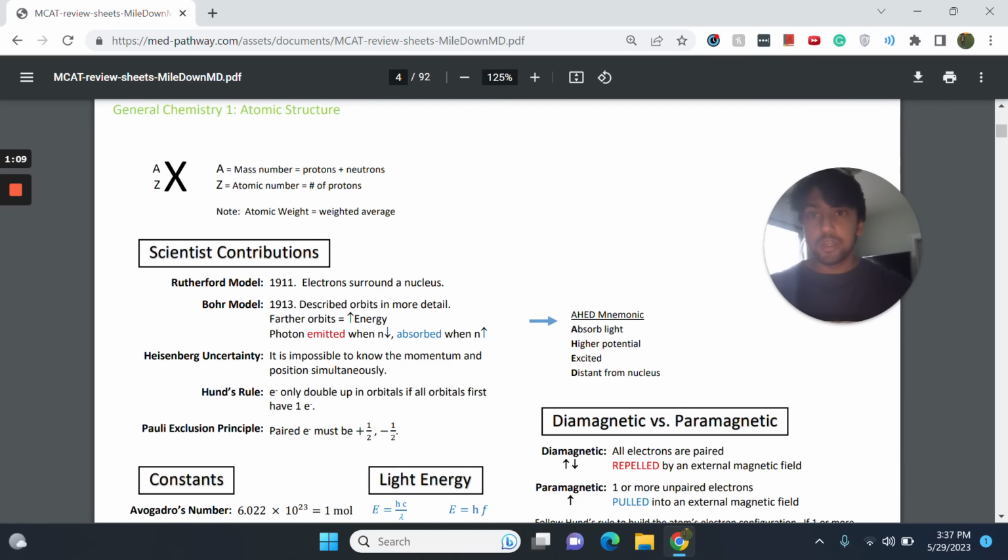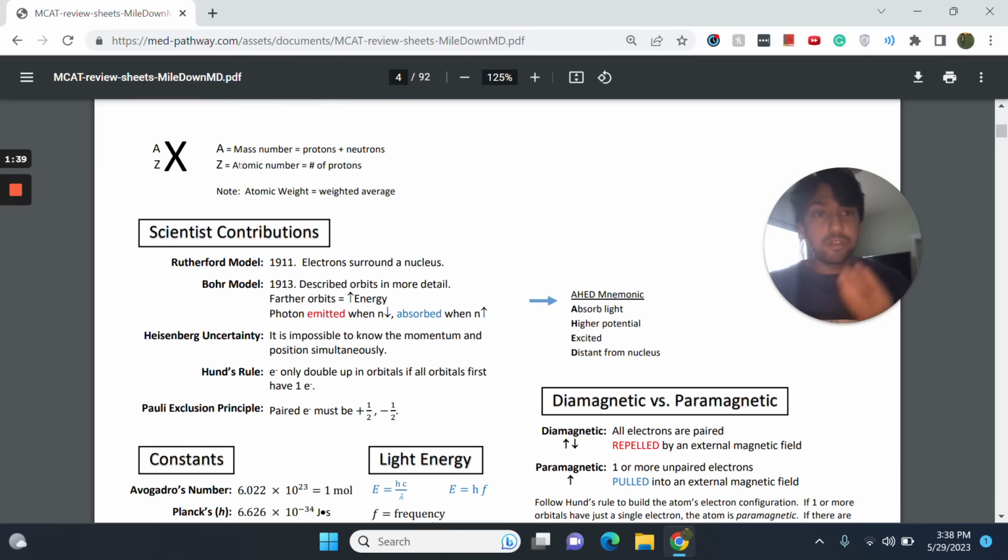Now, if we take the percentage of the carbons that are in the state of 12, 13, or 14, and we weight the averages of them, so if there's 99% carbon 12s, 0.5% carbon 13s, and 0.5% carbon 14s, then the weighted average is going to be very close to 12, just a little bit above 12.